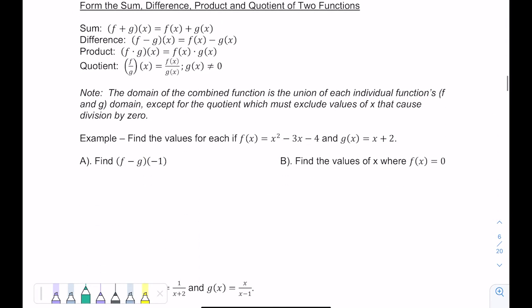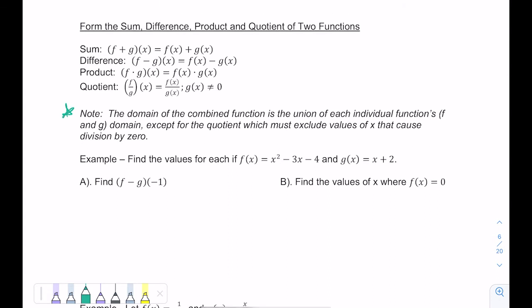The other thing we can do is we can add, subtract, multiply, and divide functions. And here we need to be careful. The domain, if we combine functions, is literally the domains of both functions combined. And remember, when you're dividing, you have to exclude values of x that cause division by 0. So we need to remember that, and that's referring to that last property there for the quotient or dividing two functions.